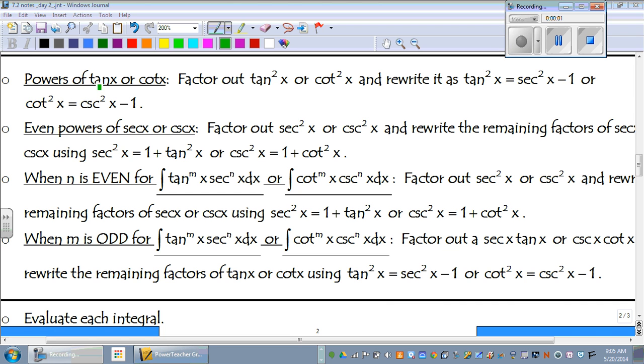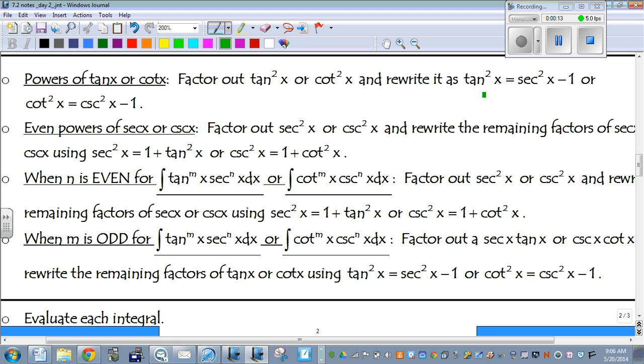We're looking at this scenario: powers of tangent or cotangent. If we just have tangent in the integral or cotangent raised to an exponent, we're going to factor out a tangent squared or a cotangent squared and rewrite it using one of these Pythagorean identities. Sometimes you're going to have to do this more than once, and that's the case with number 5.